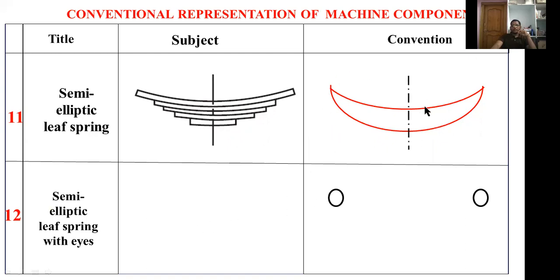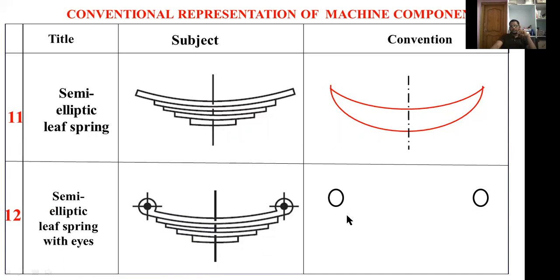Now how to represent a semi-elliptic leaf spring with eyes? Both of these are eyes. How to represent these eyes on this leaf spring? This is the original diagram. I am drawing two arcs same as above. At the end of the arcs you have to draw two small circles. These small circles indicate eyes. This is the conventional representation of a semi-elliptic leaf spring with eye. This one is without eye.